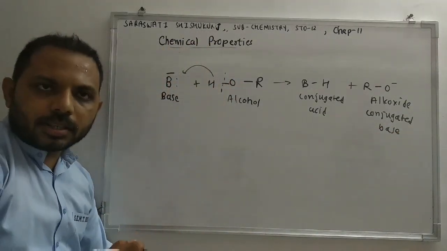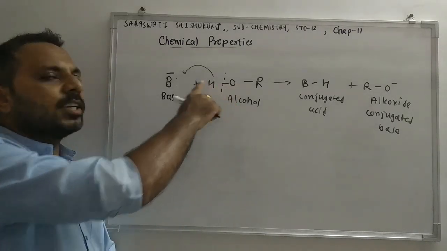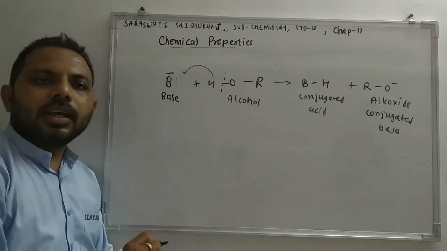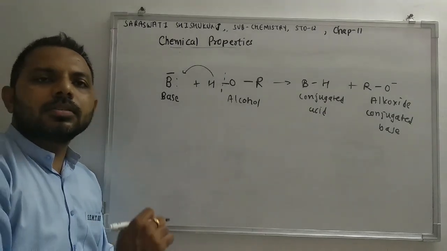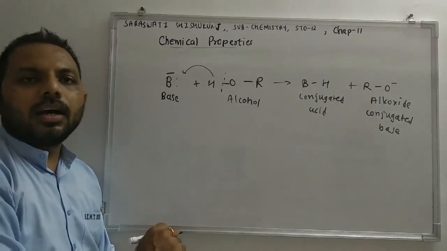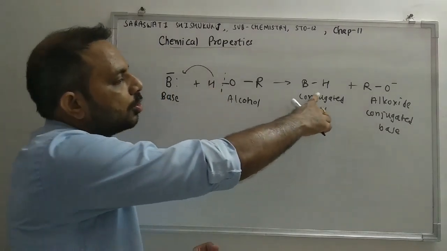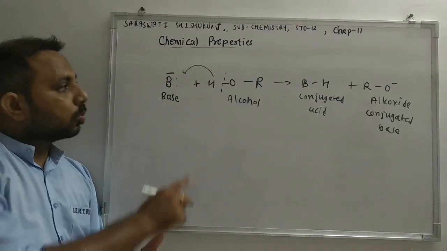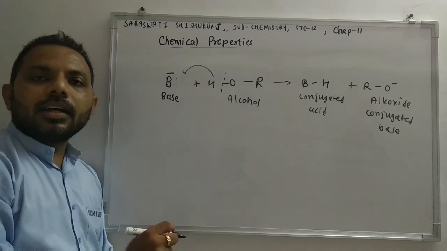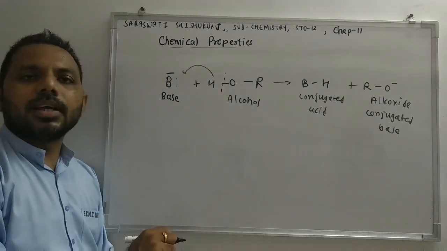So this reaction suggests that alcohol is donating H plus to base, and whenever in any reaction any compound donates H plus, this compound is a Bronsted acid. So in this case, alcohol is donating H plus to base, and it is forming conjugate acid and conjugate base. So since alcohol can donate H plus, we can say that alcohol is a Bronsted acid.